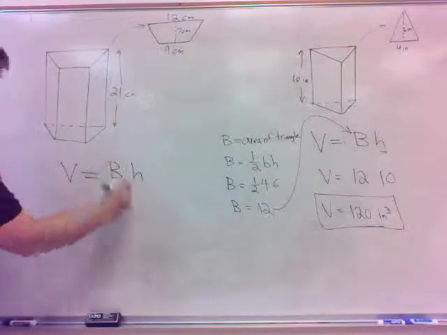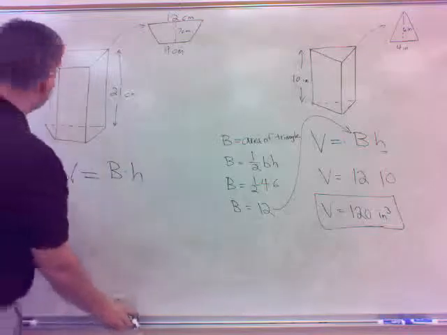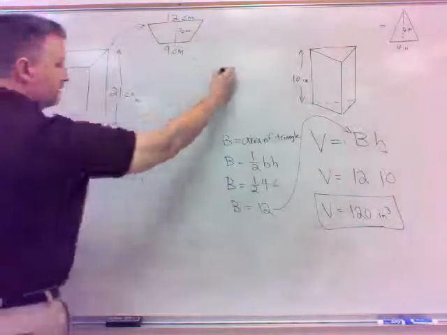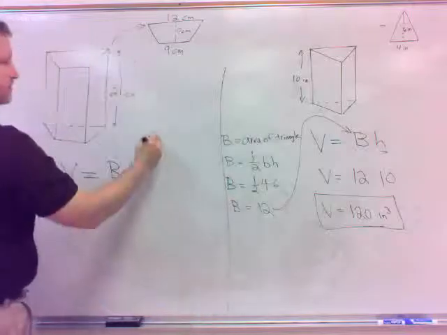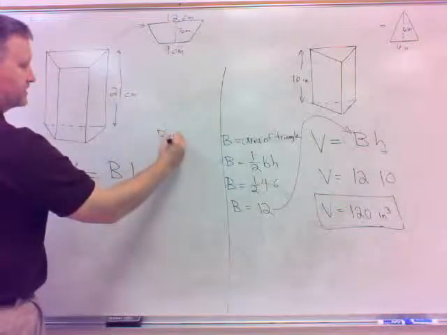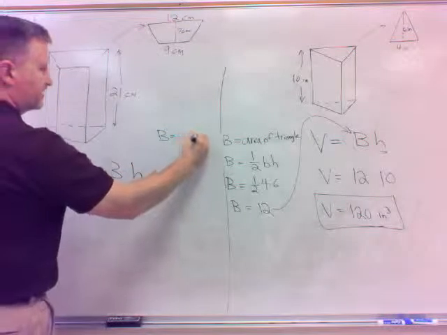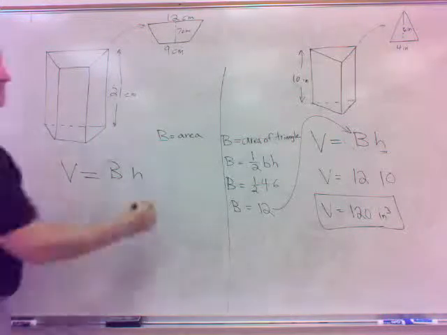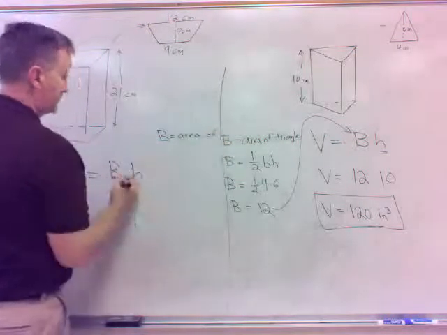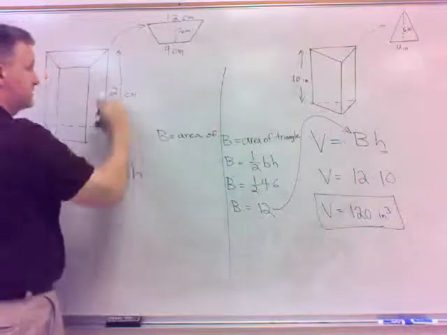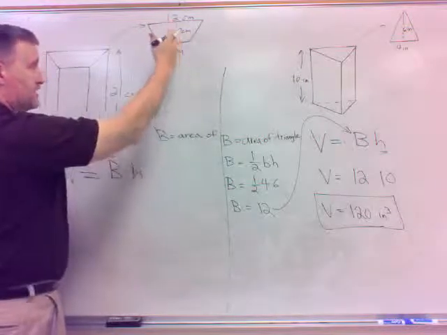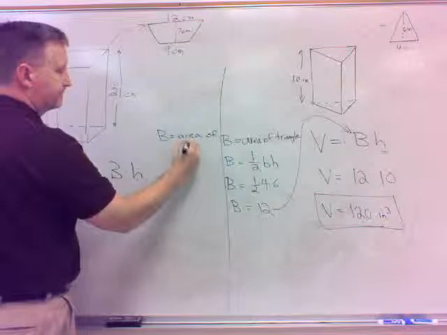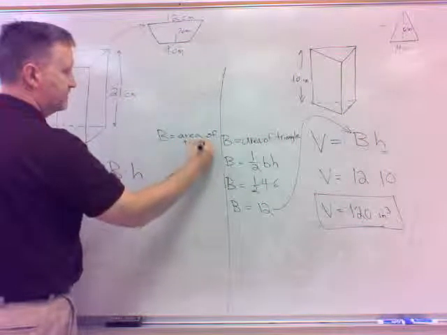But again, when you're doing volume for a prism, you need to start, first of all, with big B, which is the area of the base. In this case, though, I'm going to leave that one up there just for comparison here. Big B, we're talking area of what? Well, the top and the base are congruent, the same size, so the base is a trapezoid.